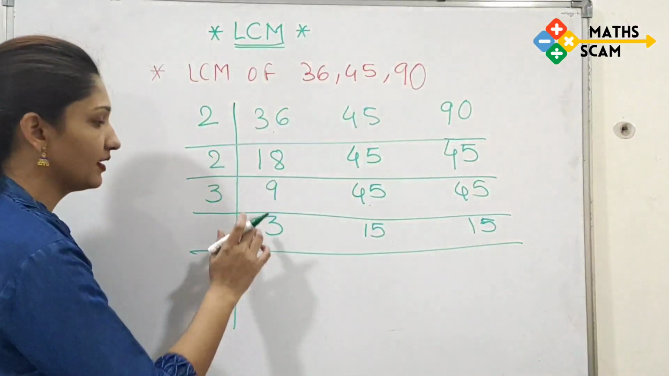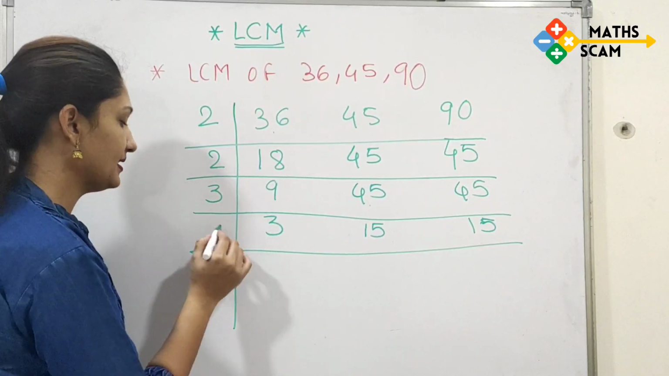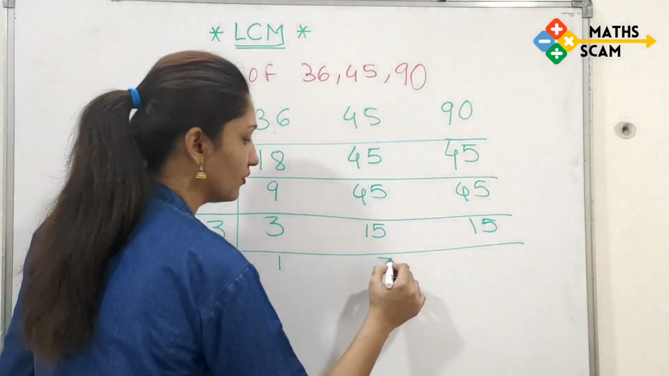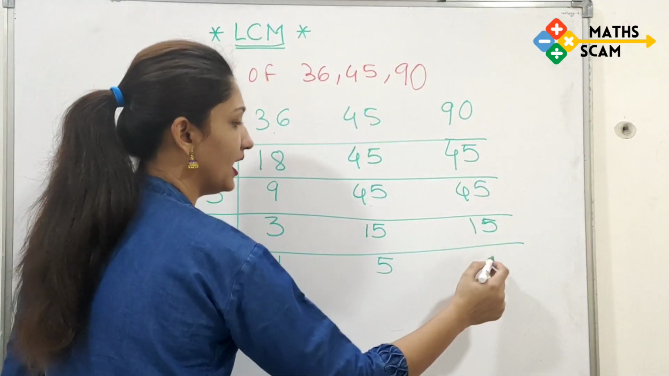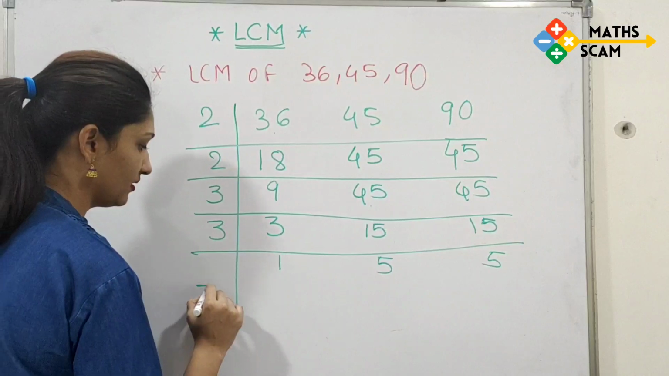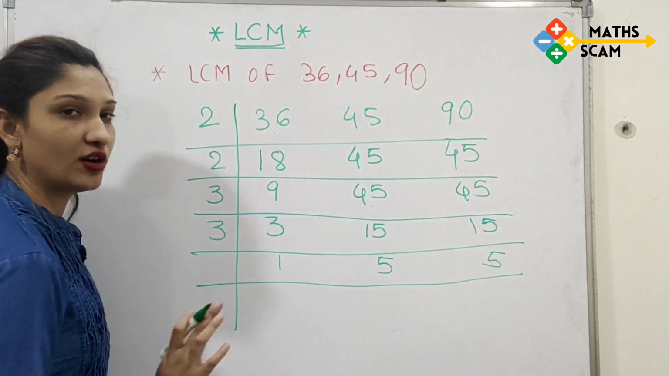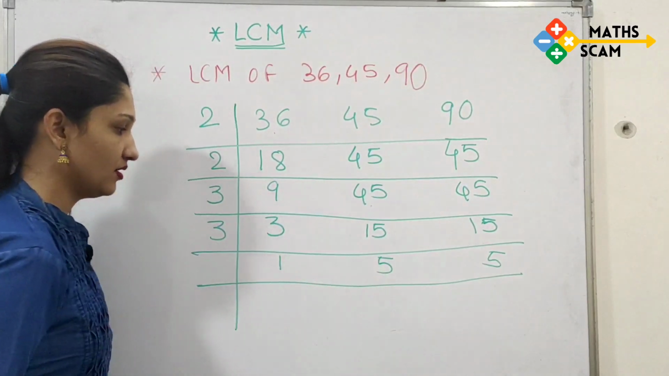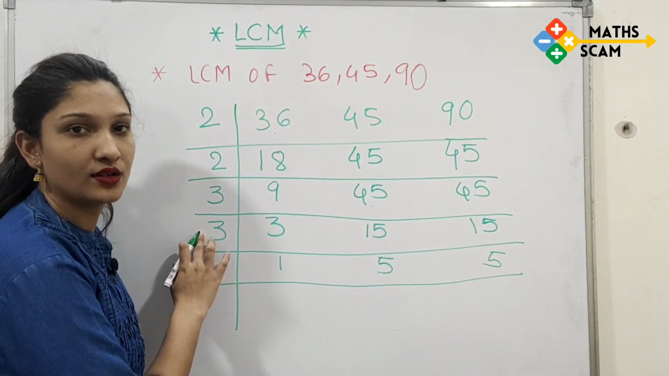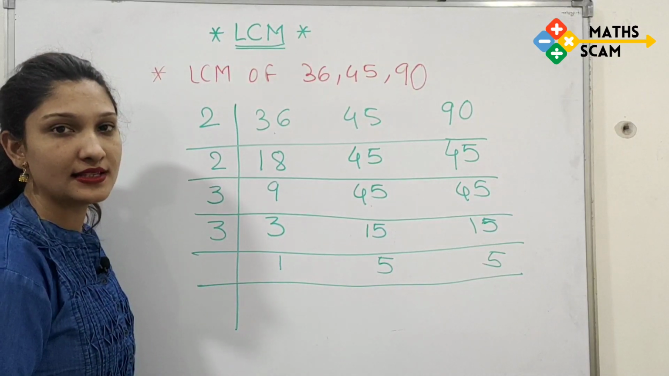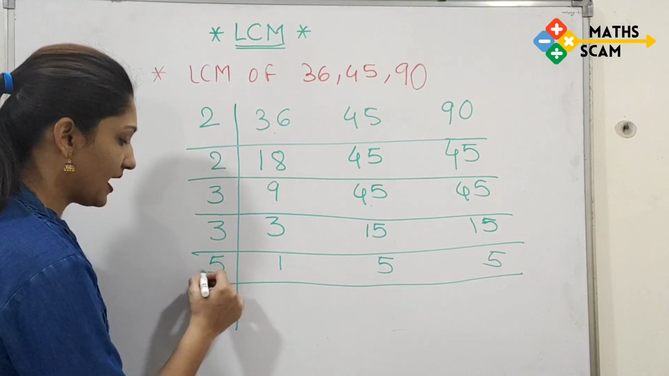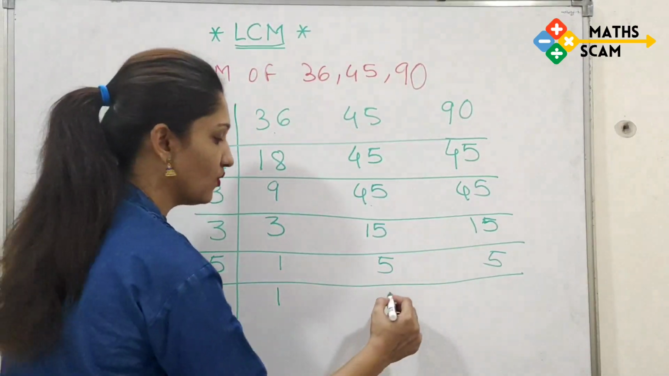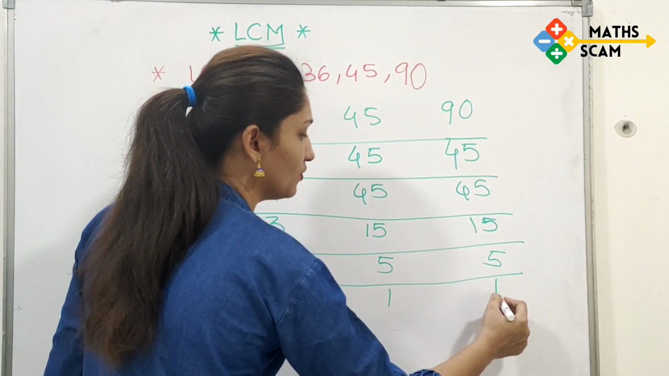Next. Can we divide again with 3? Yes. 3 by 3 is 1. 3 fives are 15. Okay. We have got 1 here, so we do not need to divide this number. Next, 5. Can we divide 5 by 3? No. Then the next prime number is 5. So try dividing by 5. 1 as it is. 5 by 5 is 1.